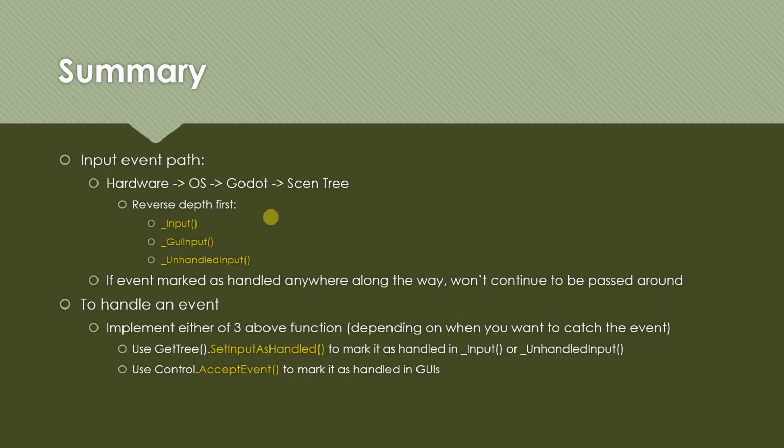So that's what we're going to do. We're going to make sure that our own sprite node implements the unhandled input so that it gives a chance for GUIs to get the event before it gets it. Now we got a plan, let's go ahead and execute it.